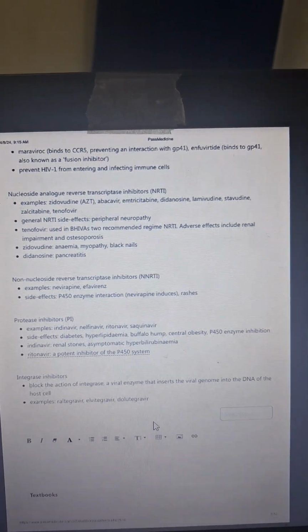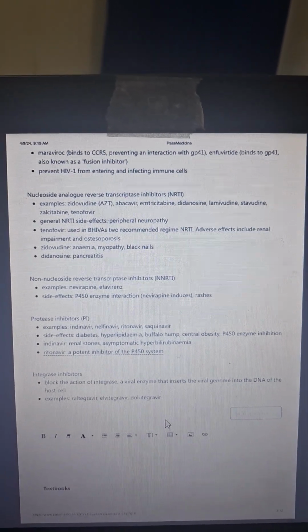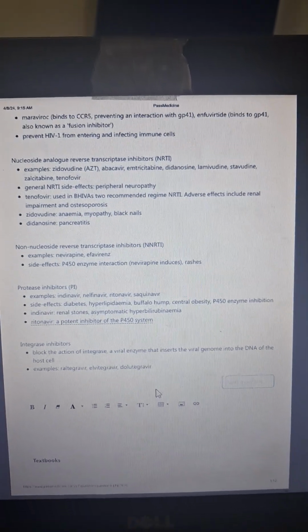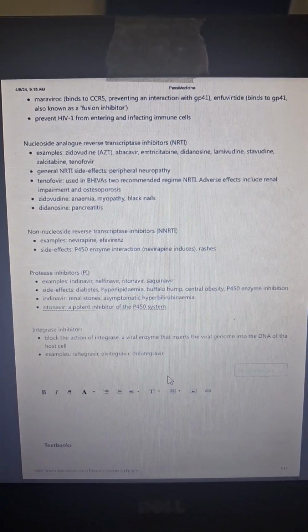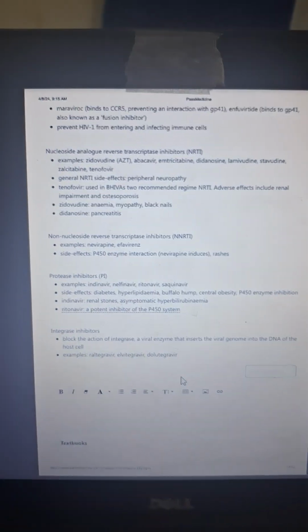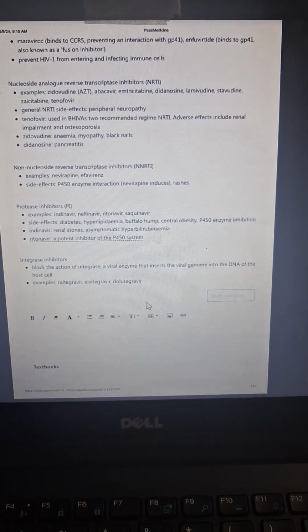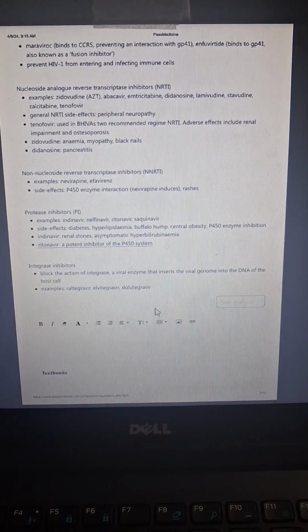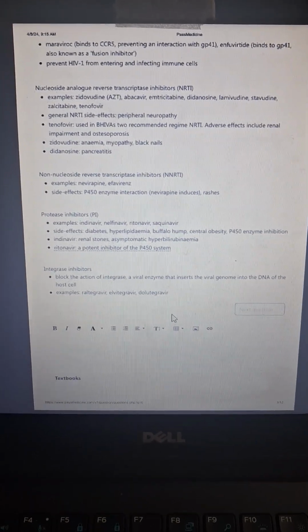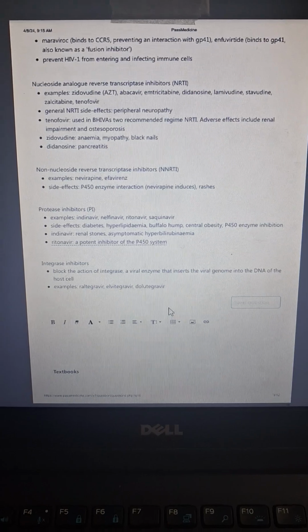So what are the entry inhibitors? Maraviroc binds to CCR5, preventing the interaction with GP41. Remember that maraviroc prevents the interaction with GP41, but enfuvirtide binds to GP41, and that's why we call it a fusion inhibitor. It prevents HIV from entering and infecting cells.